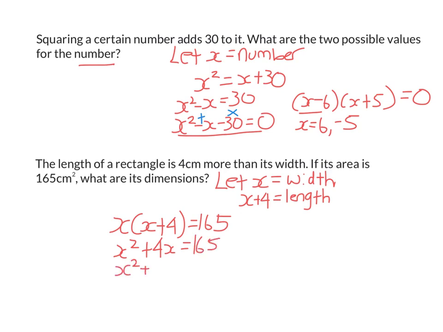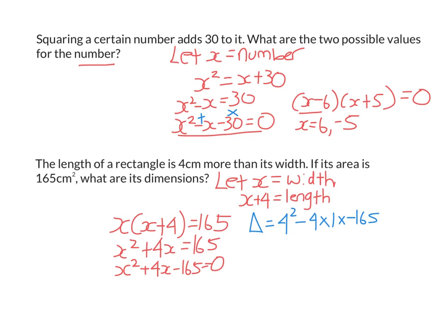So if I wanted to, I could factorize this, but it might be hard for you in a test to try and find two numbers that multiply to negative 165 and add to 4. It can be done, but it's not easy to do. So instead we might use the quadratic formula.